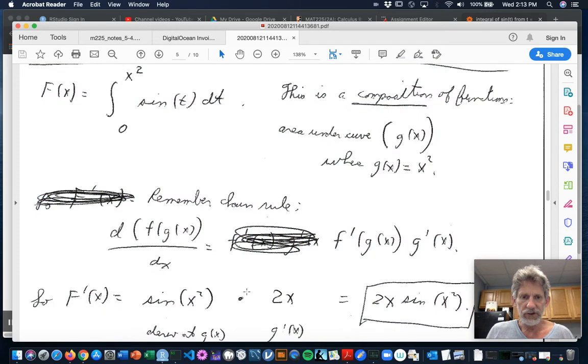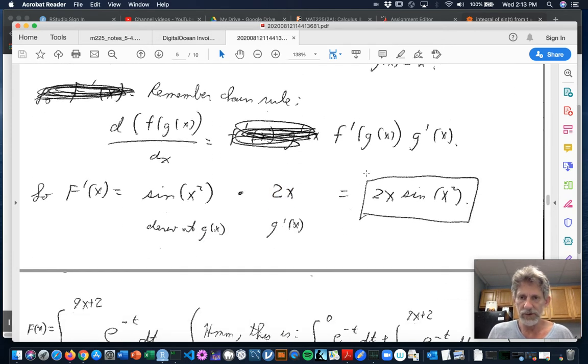But then, says the chain rule, you've got to multiply by the derivative of the inner. The inner is x squared, so 2x. And so it simplifies to 2x sine of x squared if you like.